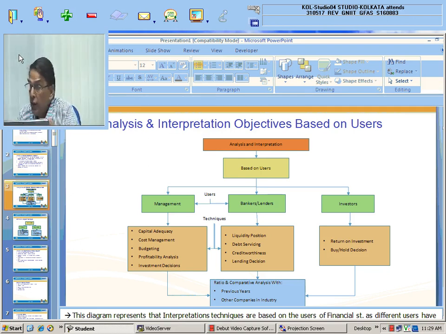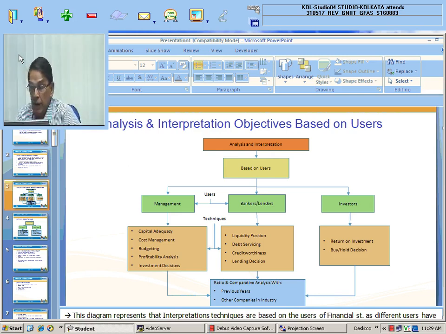So various users have various kinds of objectives and focus. Management is one group of users. Lenders, creditors or bankers are another group of users. They are more interested in the safety of the funds they are lending. Investors are another group of users. They are interested more in the return they are getting on the investment. So the interpretation objective and analysis methods will depend on the users.